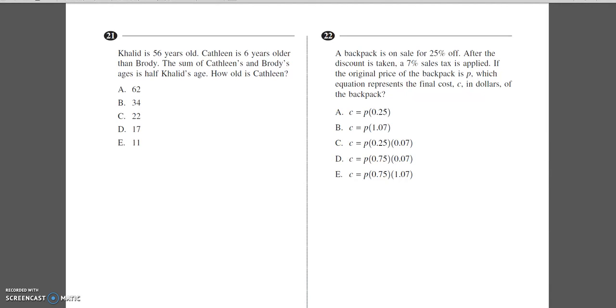Hi everyone, we're working on the FPT7 HiSet Practice Test and we're in the home stretch here. I have been doing this without a break, so my brain hurts.